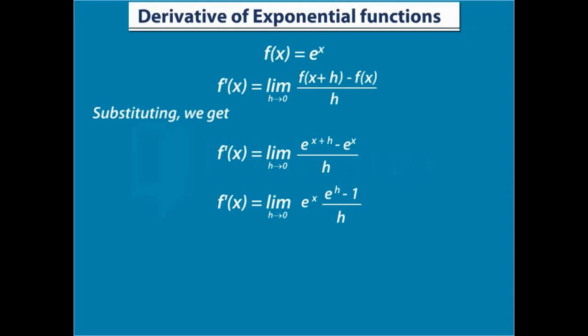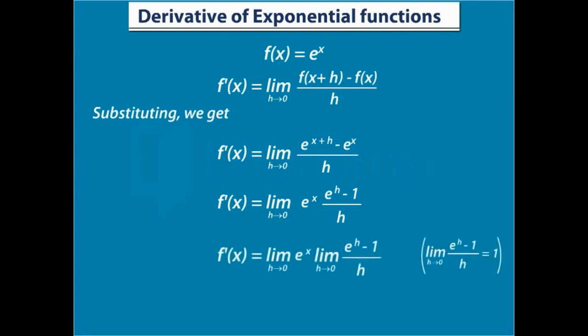Here, e raised to power x is common. This expression can be written as limit h tends to 0, e raised to power x into e raised to power h minus 1 whole divided by h. e raised to power x is independent of h, and limit h tends to 0, e raised to power h minus 1 whole divided by h equals 1. This results in f dash of x equals e raised to power x.